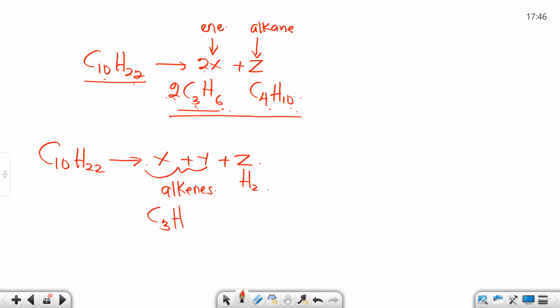C3, what's the next alkene? What's H? 6, because it's double. Plus, now, how many have I used? 3. How many am I left with? 7. C7, H14. Automatically, it should add up.